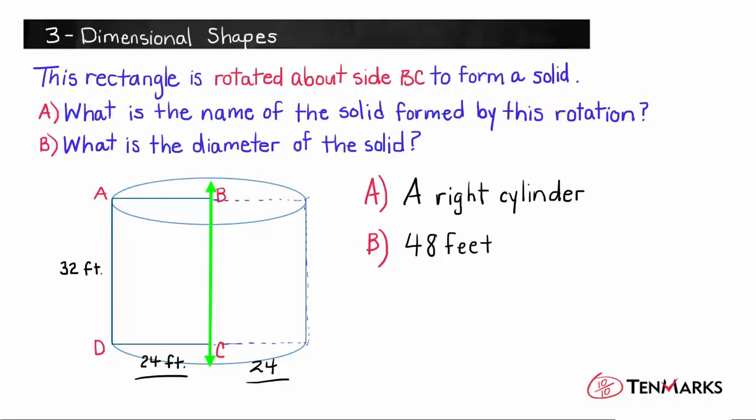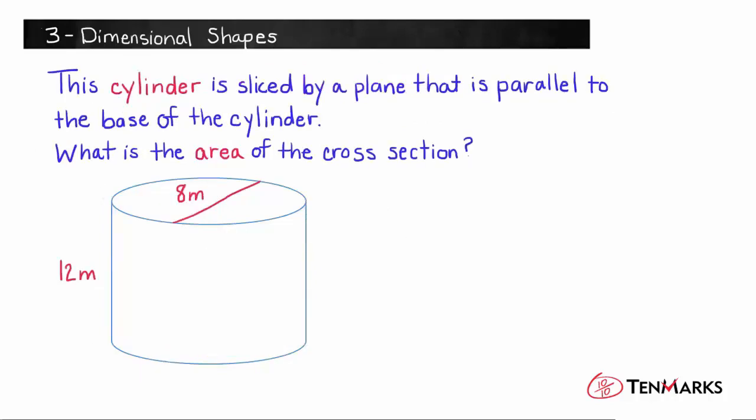Now let's take a look at another problem. This cylinder is sliced by a plane that is parallel to the base of the cylinder. What is the area of the cross-section formed by the plane intersecting the cylinder? To answer this question, we first have to figure out what the shape is of the cross-section.